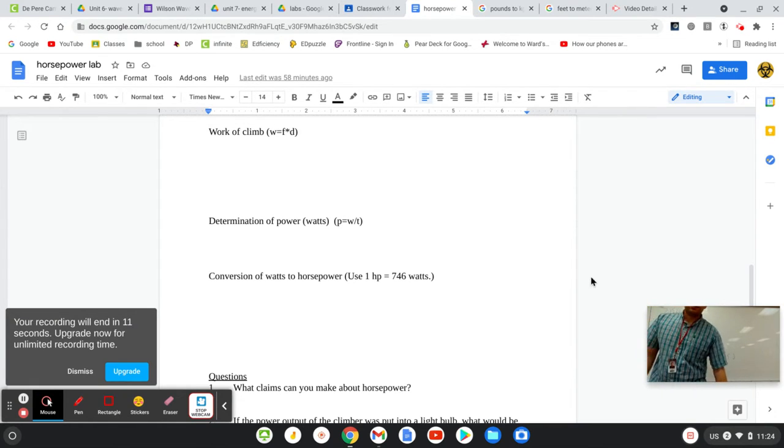So the work of the climb is going to be basically your force times the distance. And the work of the climb is not the most important part of this lab, but it does get us at a concept for our big lab for the year, which is the egg drop lab. And that's why we're doing the work equation.